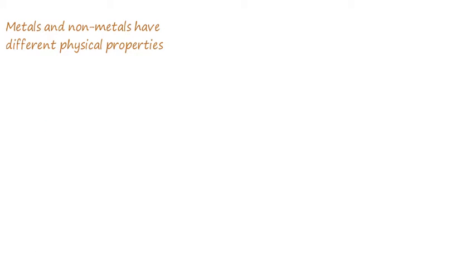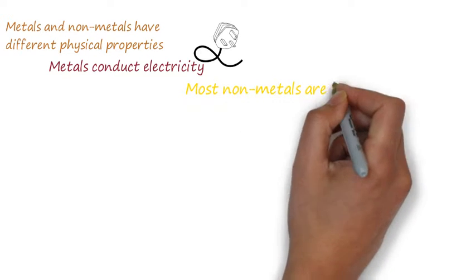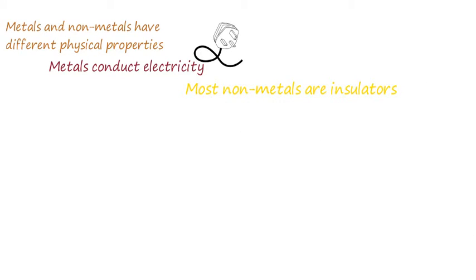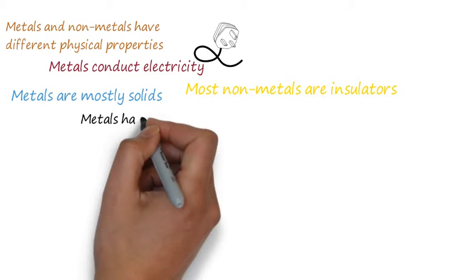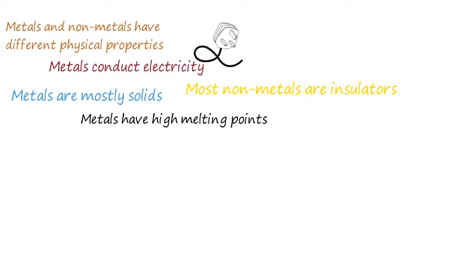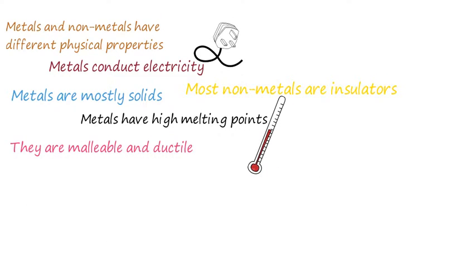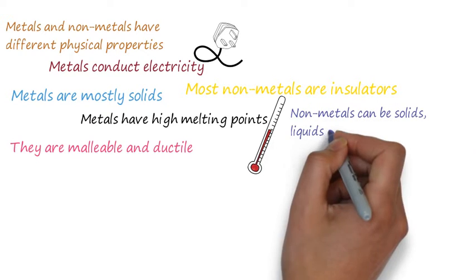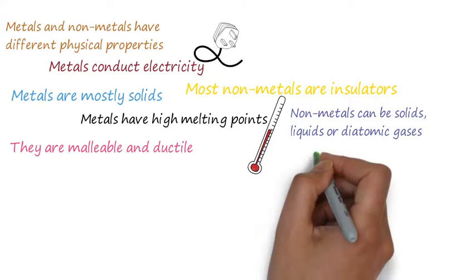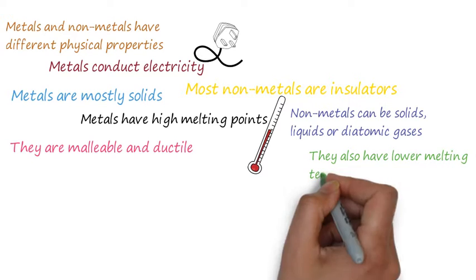Metals and non-metals have different physical properties. All metals conduct electricity, whereas most non-metals act as insulators. An exception to this is carbon, which conducts electricity in graphite form. Metals are mostly solids that have a high melting point and are malleable and ductile. Non-metals can be solids, liquids or diatomic gases and have lower melting temperatures than metals. The noble gases are monatomic gases and are very unreactive.